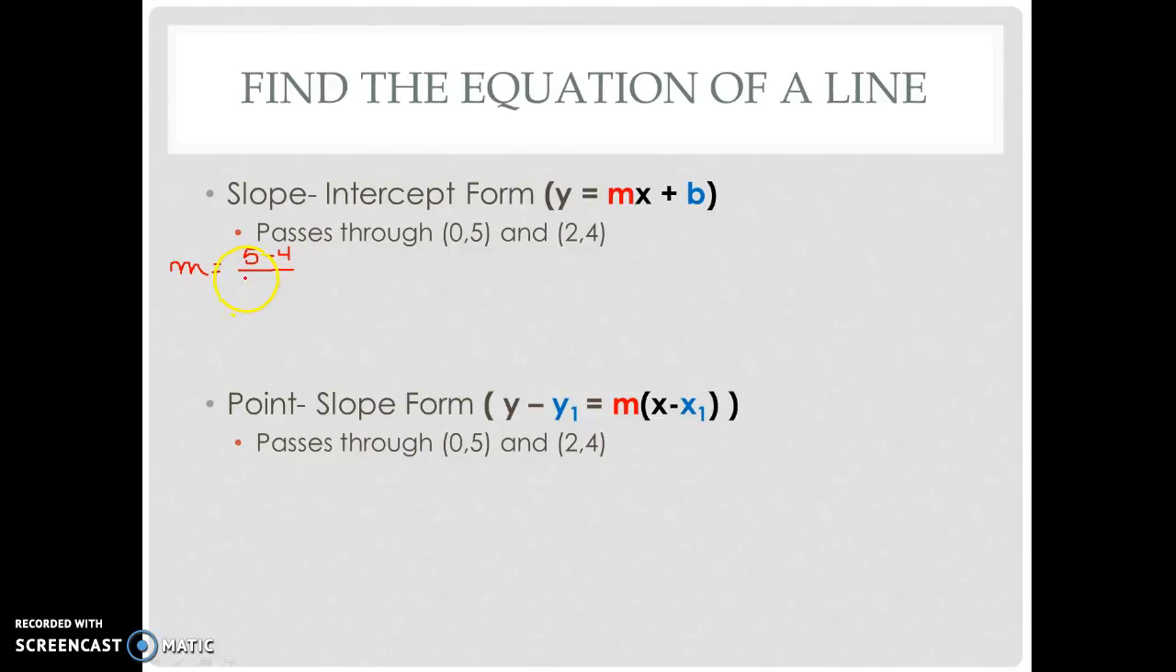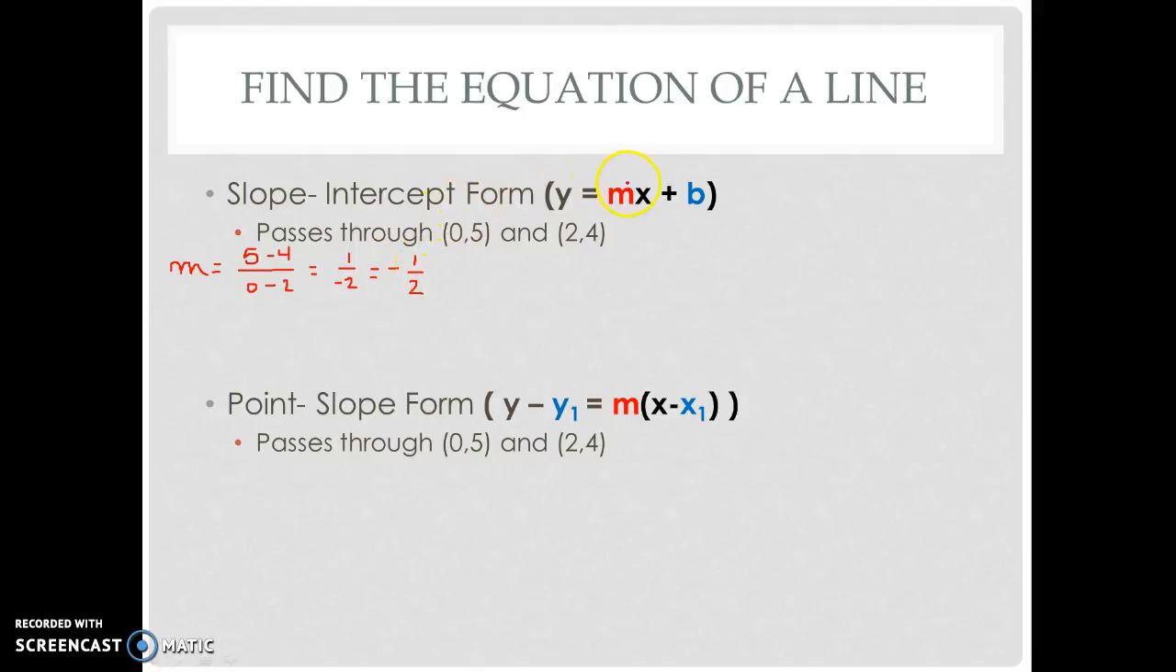So we have to go in the same order. So we did 5 minus 4, so we're going to do 0 minus 2. So this simplifies to 1 in the numerator, negative 2 in the denominator, which 1 over negative 2 is the same thing as negative 1/2. So this is our m value.